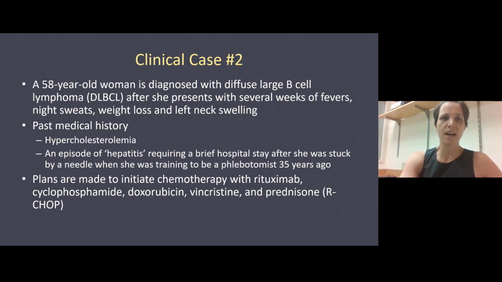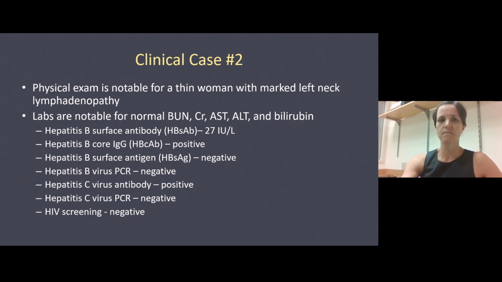So get ready to vote again. This is a 58-year-old woman diagnosed with diffuse large B-cell lymphoma after she presents with fevers, night sweats, weight loss, and left neck swelling for several weeks. Her medical history is notable for an episode of hepatitis requiring a hospital stay after she was stuck by a needle when she was training to be a phlebotomist about 35 years ago. Plans are made to initiate R-CHOP chemotherapy. Physical exam is notable for a thin woman with a very enlarged area of lymph nodes in her left neck.